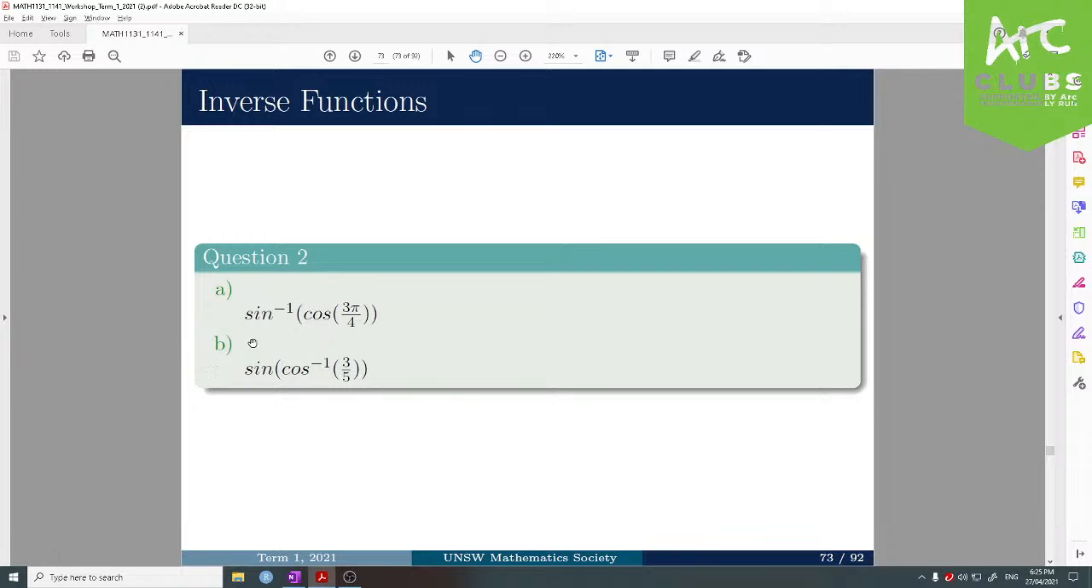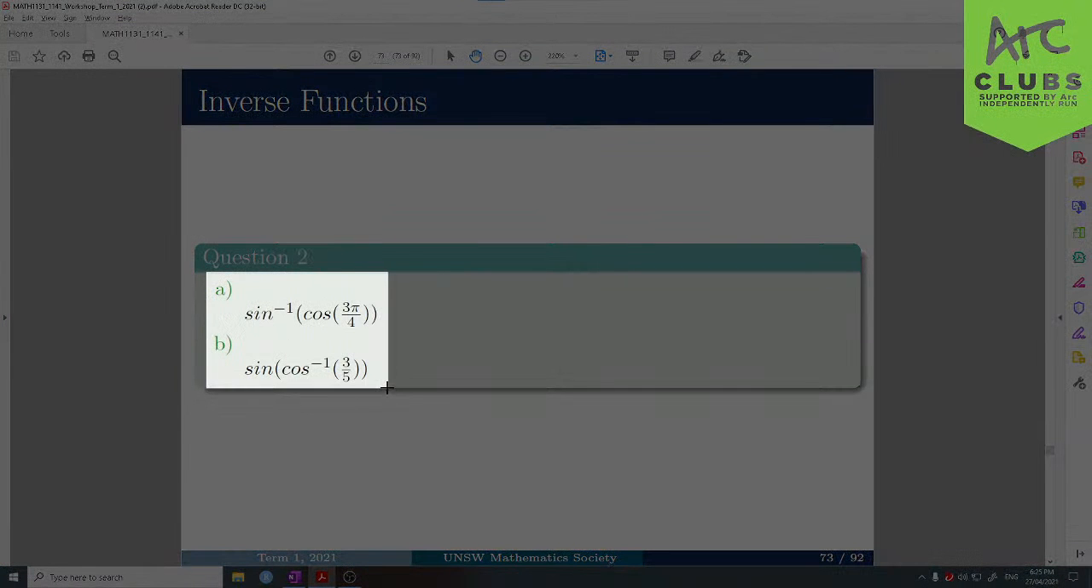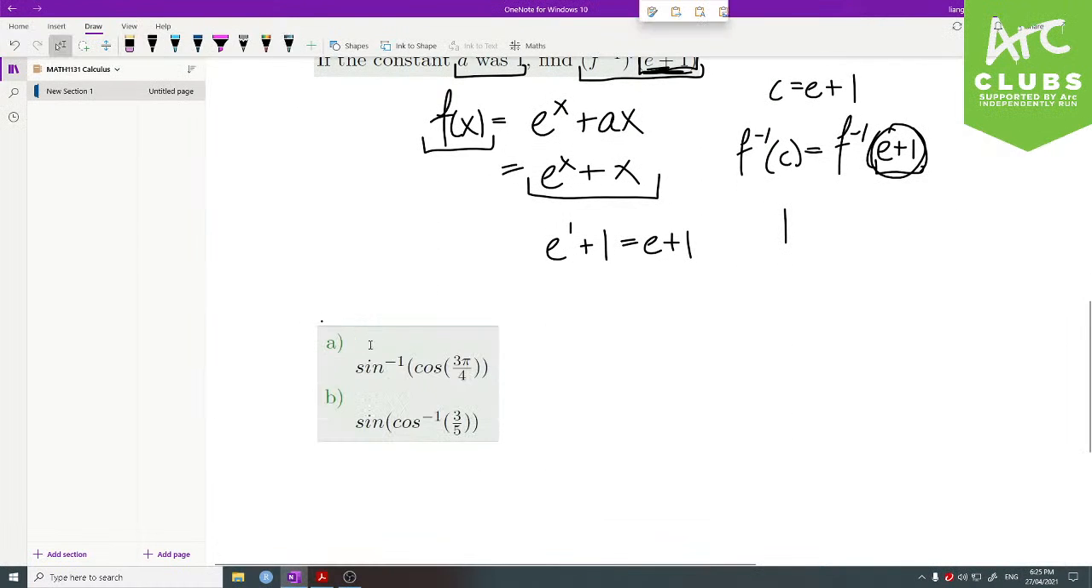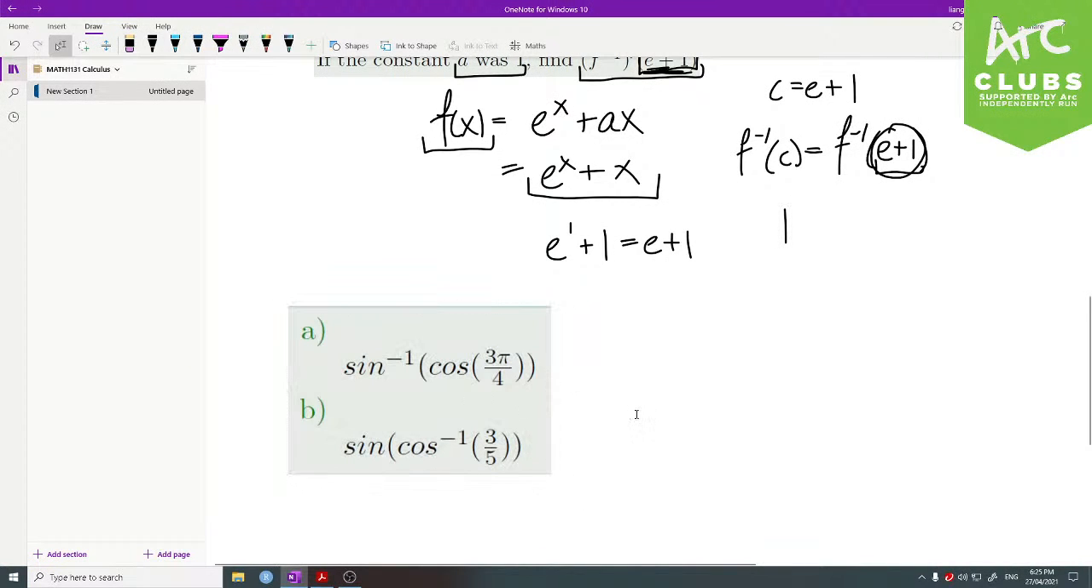Okay, so in part A, again, I'll crop out the 2 questions first. In part A, the way I like to do this is to firstly calculate what this thing on the inside is equal to. After I calculate that, then I go over and think about the sine inverse. Right? So I think about what values does sine inverse accept. Okay. Now, what do I mean by accept? I'll quickly explain what that means again.